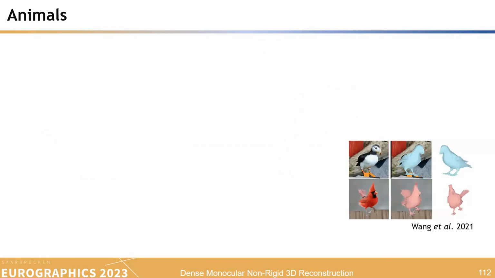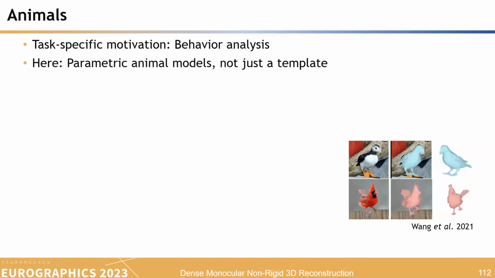Detecting, tracking and analyzing animals has many applications in biology, in neuroscience, and environmental science, and it's also interesting for behavior analysis. We already saw some reconstruction methods which do this, often assuming a template, and here we discuss the methods which are based on a parametric animal model.